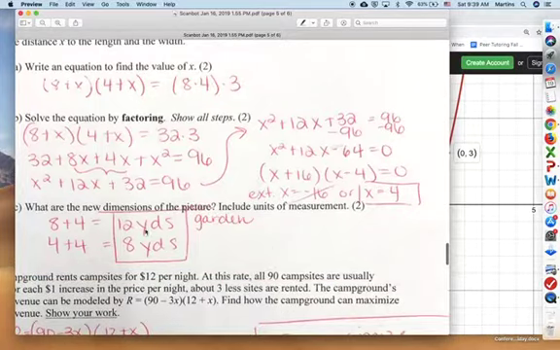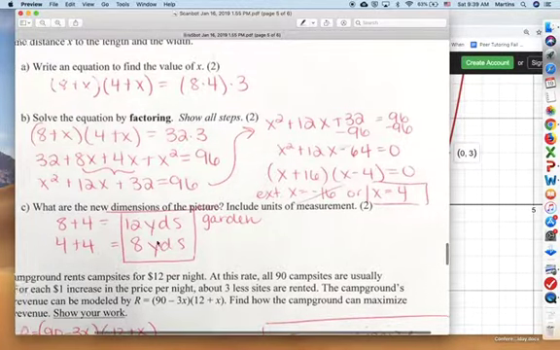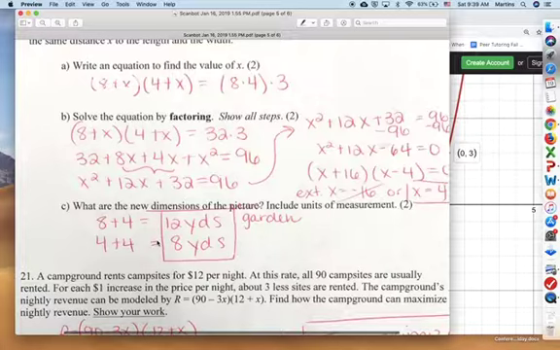Okay. So what are the new dimensions of the garden? You should have 12 yards because 8 plus 4 is 12 and 4 plus 4 is 8. Okay. Wherever it says include units of measurement, make sure you give me that answer so I know what you're thinking that your answer actually represents. I really want to make sure that you contextualize your results because that's where the math really gets meaningful.